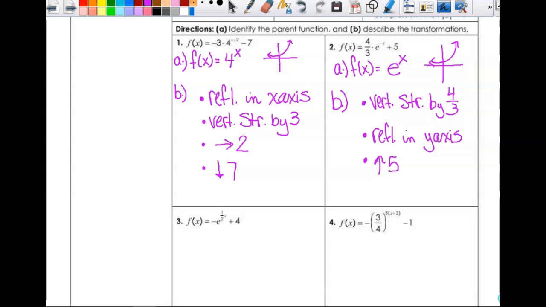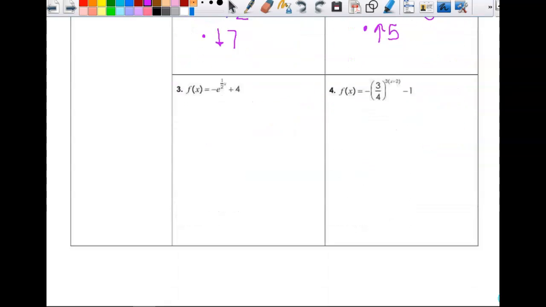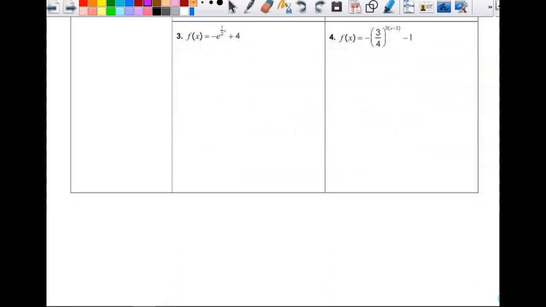Everybody good? Questions? All right, let's look at number 4. So my parent function is f of x equals 3/4 to the x power. And that has to be in parentheses, because if it's not, then your exponent only goes on the 3. It doesn't go on the 4, and that's not what we want. Now that's less than 1, which means this is exponential decay, so that's what the parent function would look like.